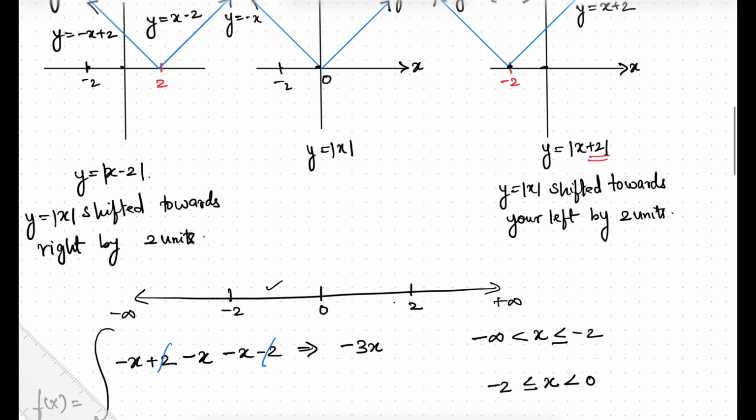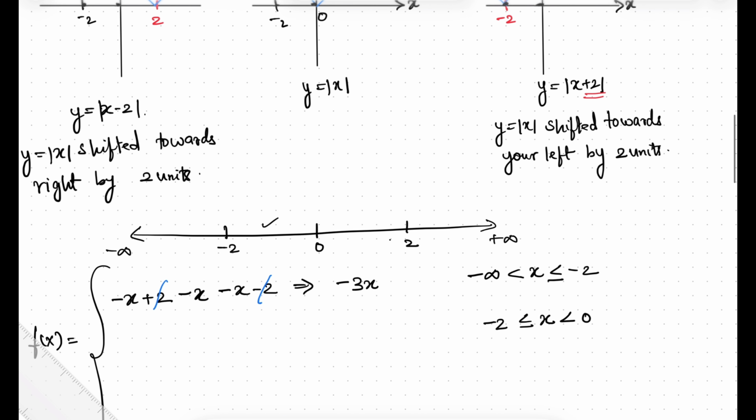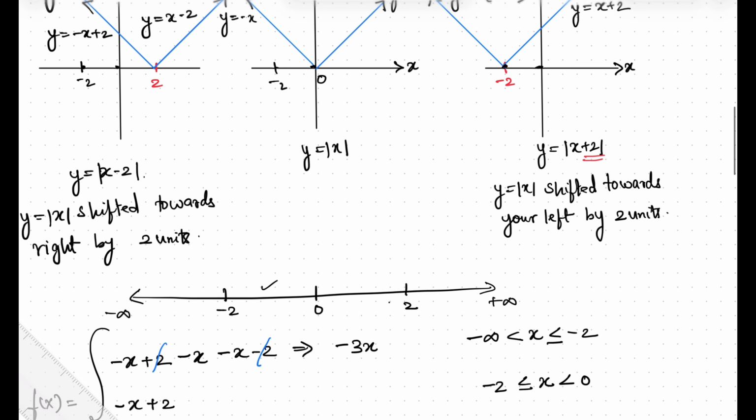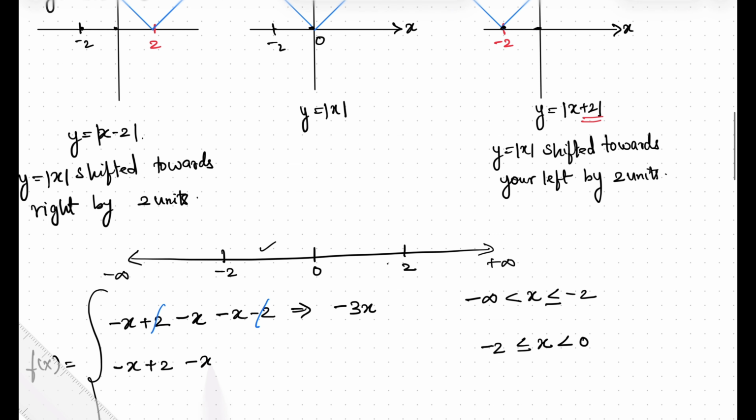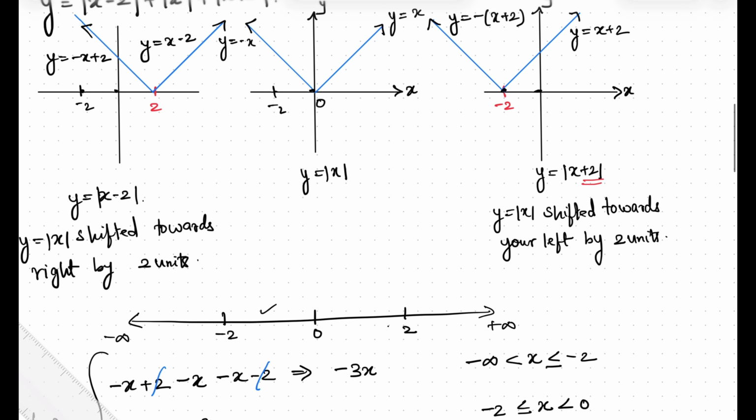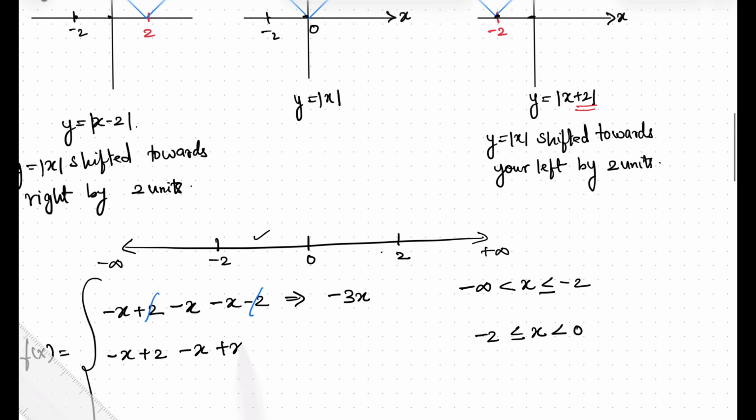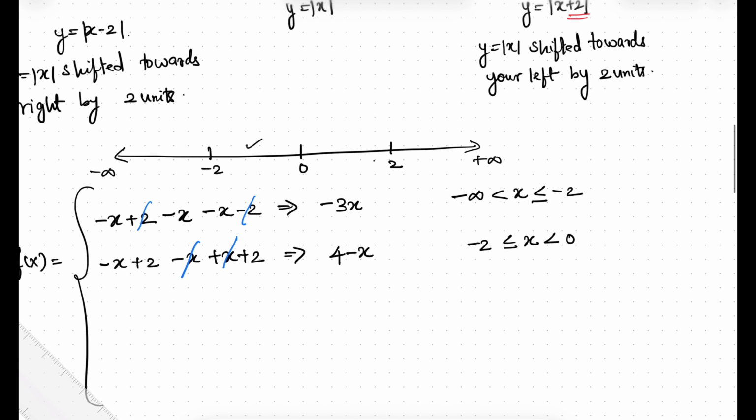As I mentioned earlier, for your first graph it's the left side of the v, so it's minus x plus 2. And for your second graph, it's again the left side of your v. And for your third graph, it is the right side of your v, so it is x plus 2. So you'll be having 4 minus x.